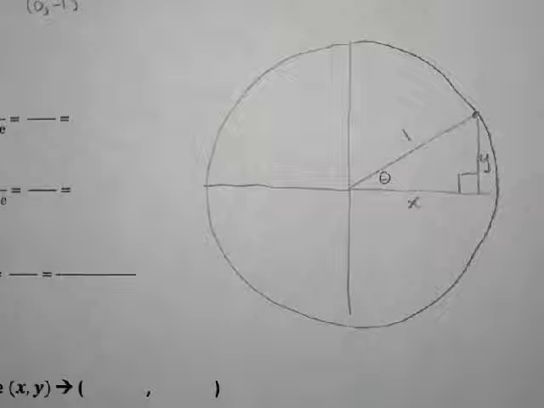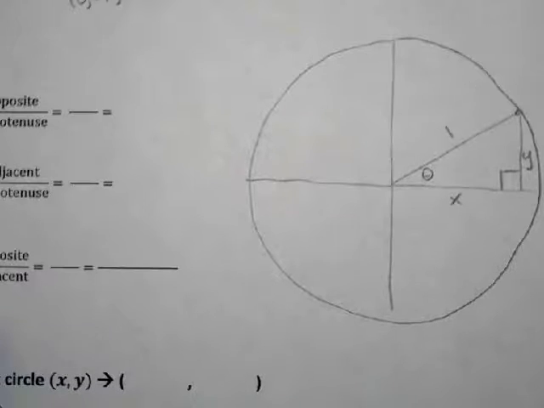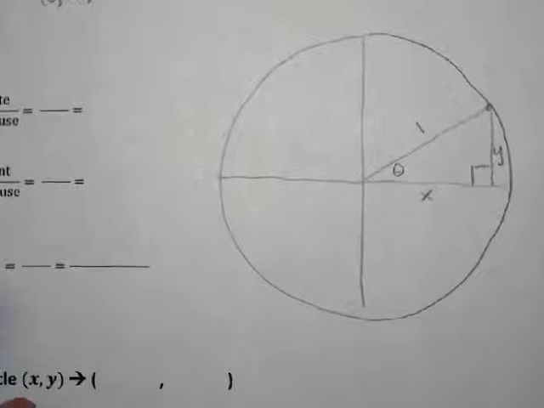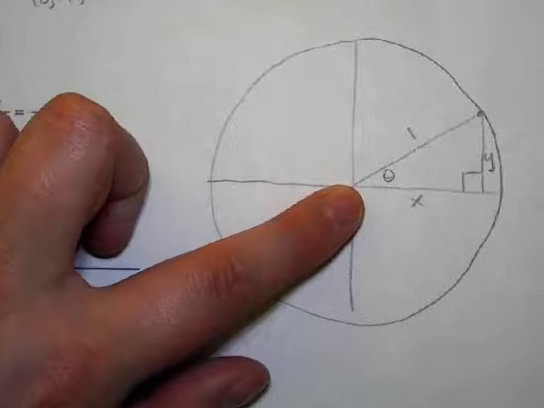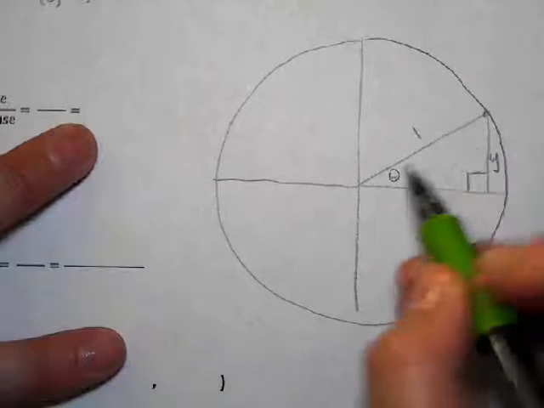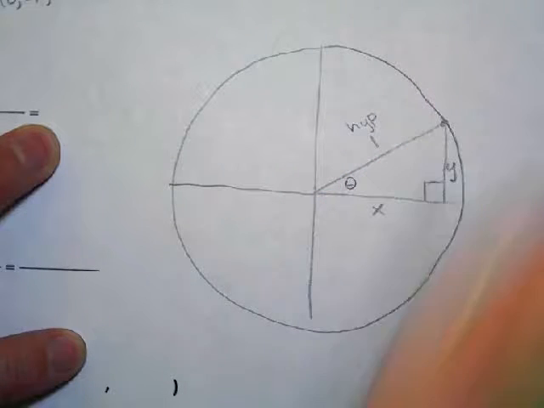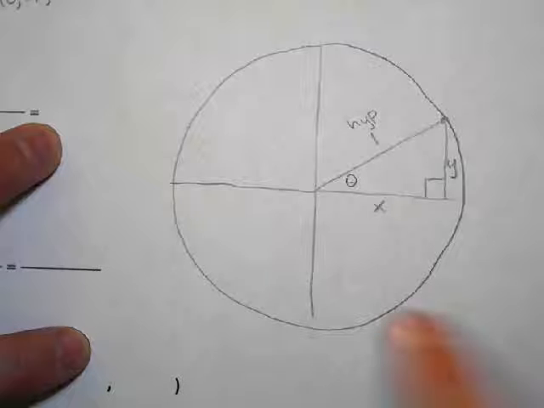All right. So everyone should be drawing a sketch like this on their notes. Are we drawing? Yes. Okay. So we know that 1 is the hypotenuse. If this is the angle, what is the name of the y side? Opposite. Okay. What's the name of the x side? Adjacent.